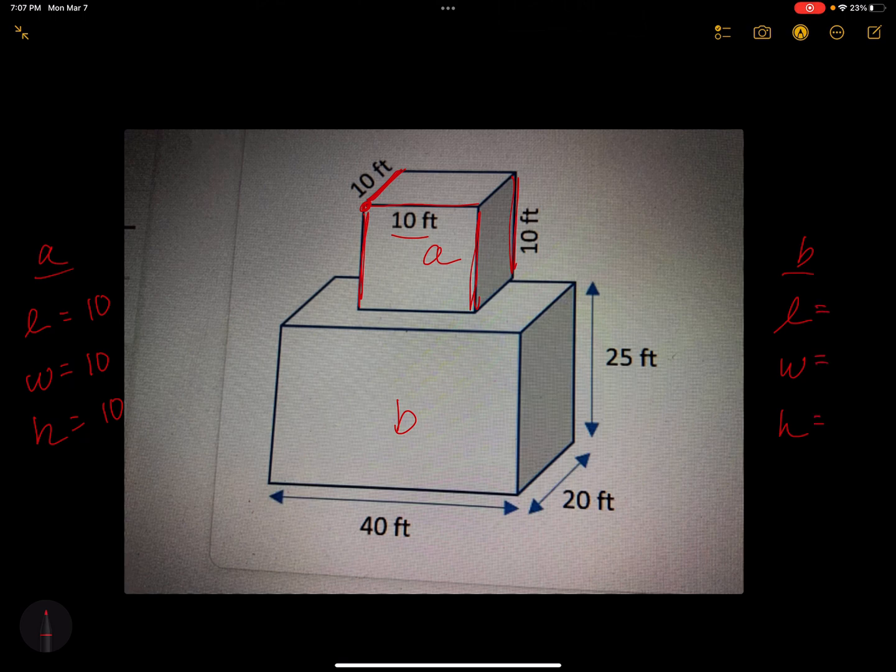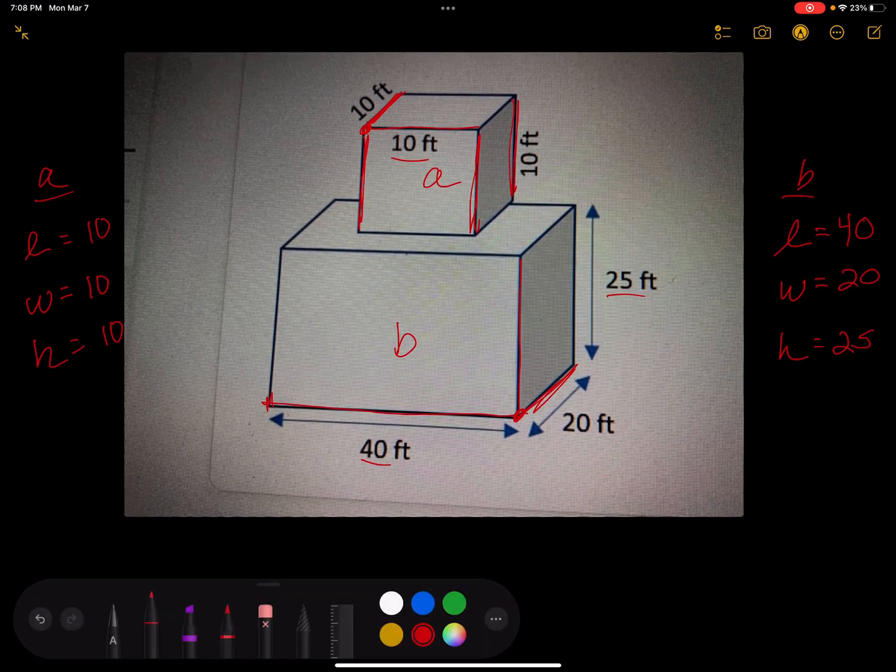Now let's do B right here. Find a point right here that's got all 3 of them, left to right. What do we know right here? It's 40. Let's do our height. Do we know our height? Yes, we do. It's 25. And then do we know our width, front to back right here? Yes, we do. It already gives it to you. It's 20. You don't even have to calculate weird ones, right?